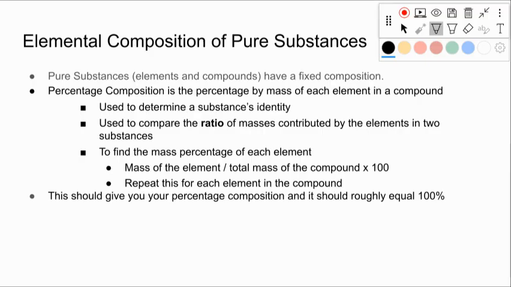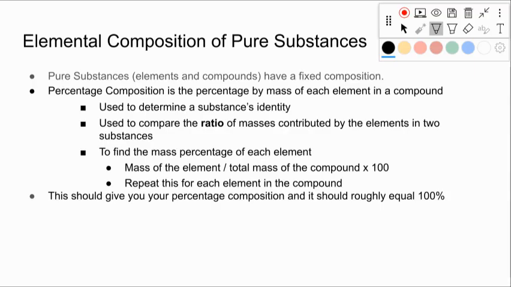a compound, something that has a specific chemical formula, whether it is a diatomic element like oxygen, so it's O2, or a covalent compound like water, so it's H2O, or even an ionic compound like salt, so it's NaCl.